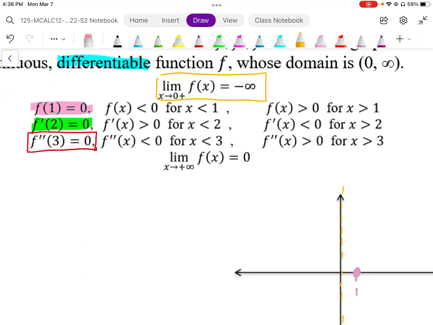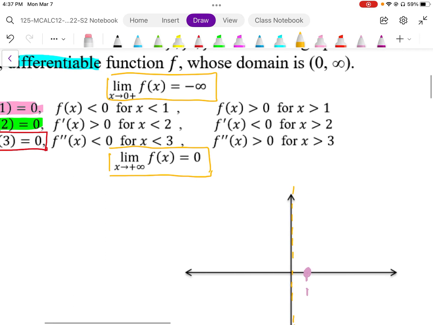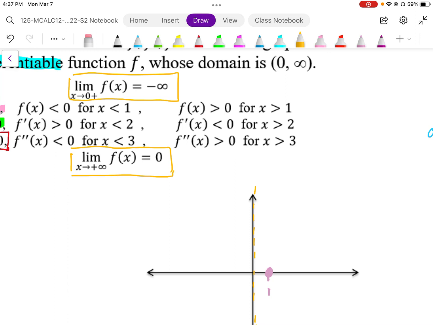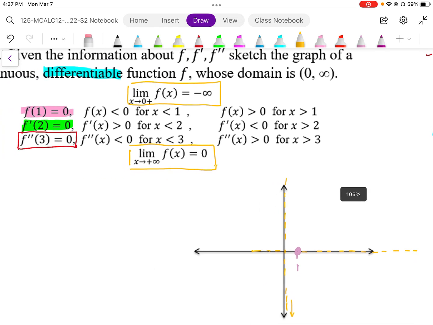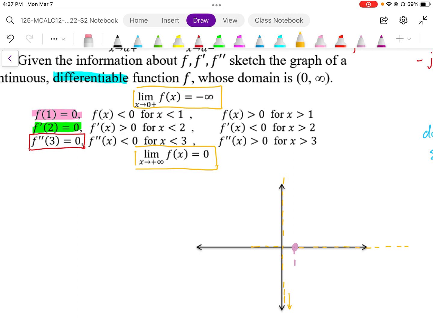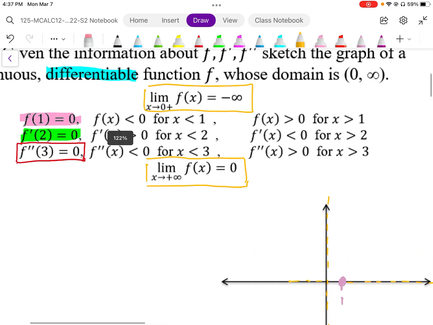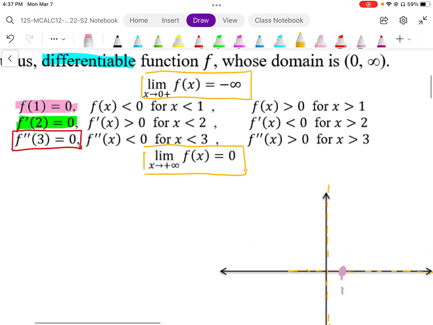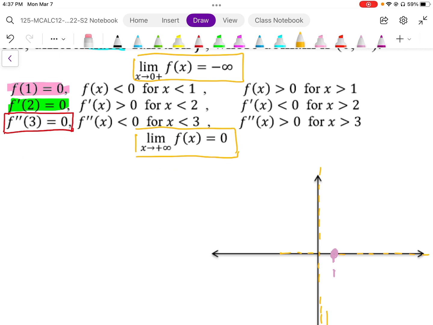Now I'm going to look at the bottom term here as well, because this gives me the horizontal asymptote, okay, endpoint behavior, as x goes to positive infinity. So what ends up happening is, as x goes to positive infinity, it is going to have a horizontal asymptote at 0. So looking at the rest of this information, looks like we have f of 1 equal to 0. So I plotted that point at x is 1, y is 0.